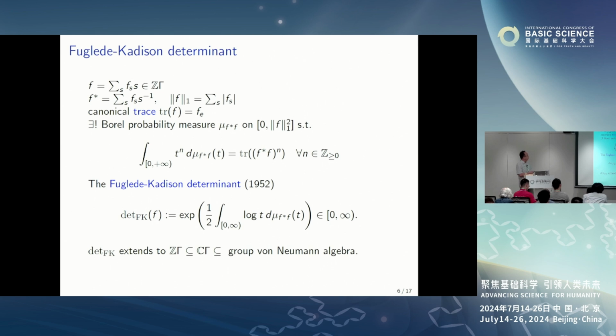Here, for simplicity, we are defining the Fuglede-Kadison determinant only on the integral group ring, but actually the most appropriate setting to define such things is on a von Neumann algebra with a normal trace, or just say generally you can do it for a unital operator algebra with a trace state.